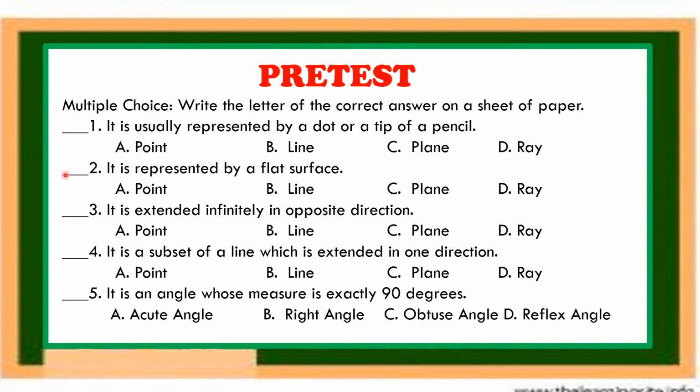So we need to answer the pre-test. Number 1, letter A. Number 2, letter C. Number 3, letter B. Number 4, letter D. And the last number, letter B.